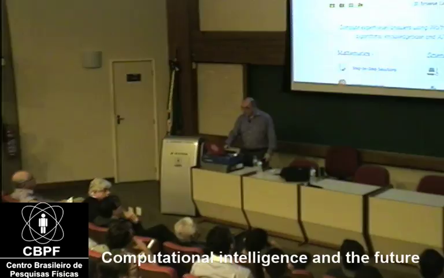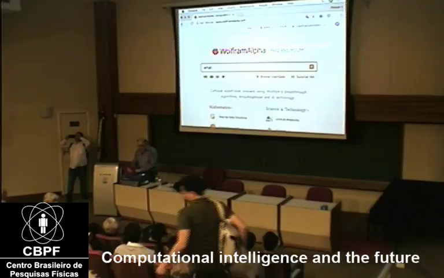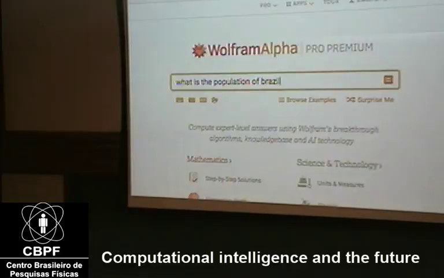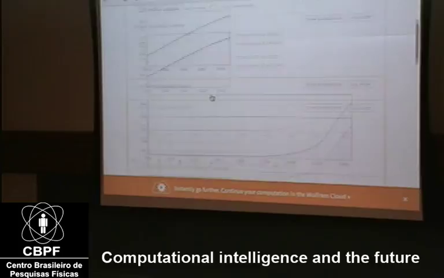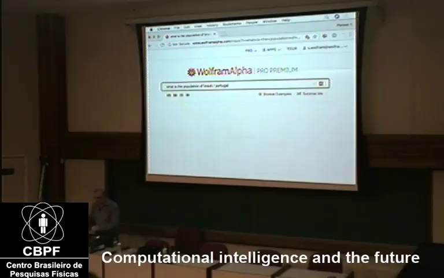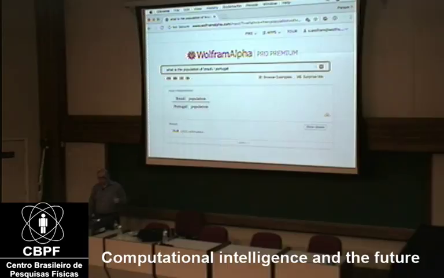So you may have seen our Wolfram Alpha system, where you can just ask questions like, what is the population of Brazil, for example, and it will understand that natural language question, give us an answer, and try to tell us some interesting facts about it. We could say, for example, what's the population of Brazil divided by Portugal, and we'll understand the natural language of that question and be able to give an answer.